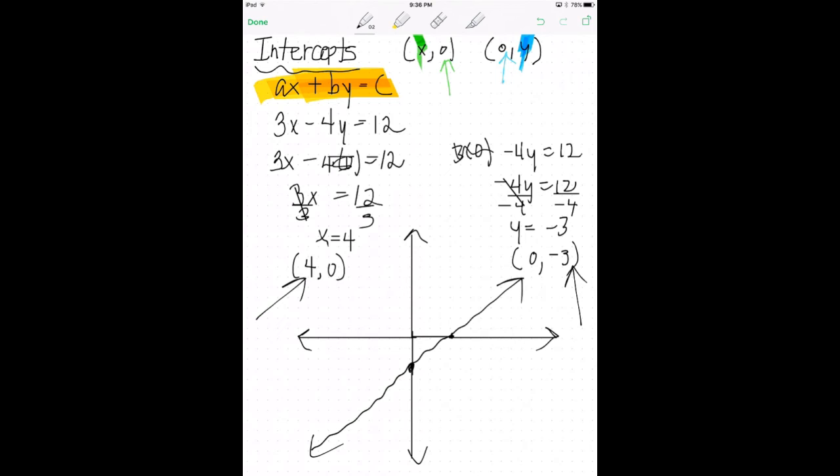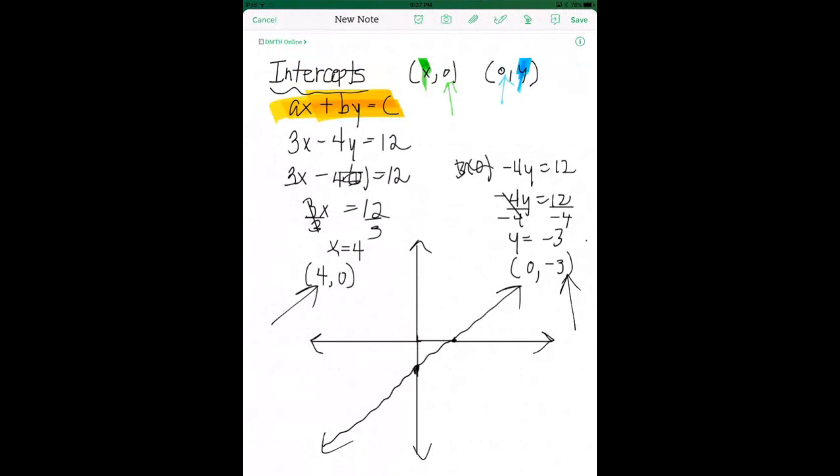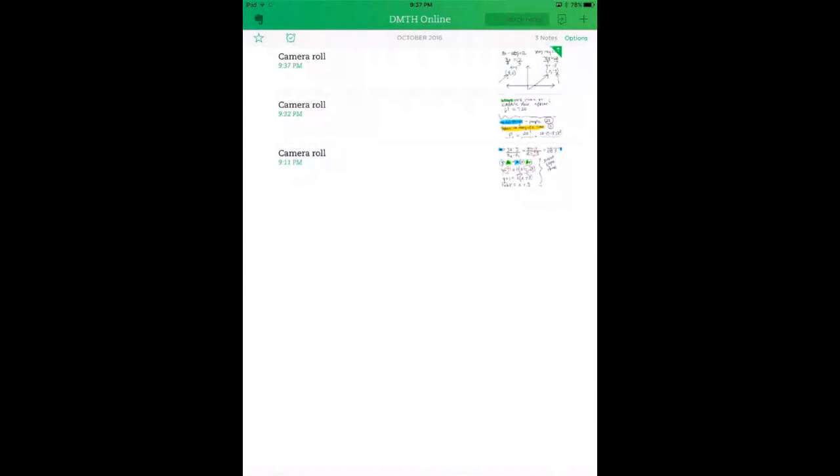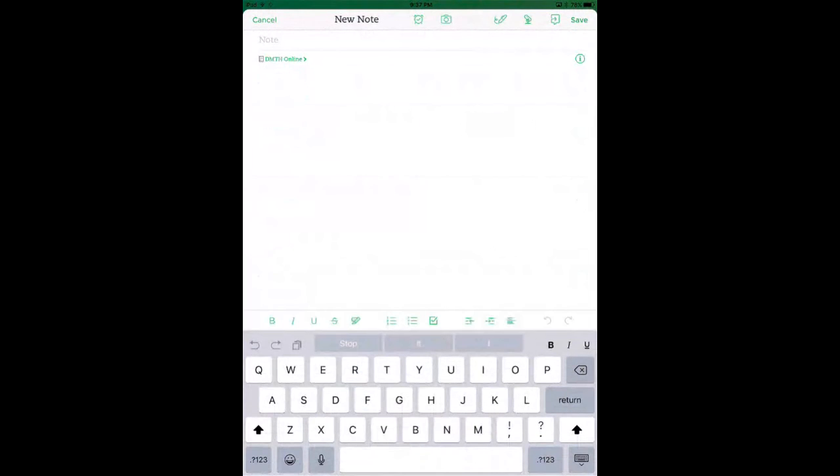Now, let me show you with y equals mx plus b. Okay, so the other way to graph is when you have slope-intercept. So if you have y equals mx plus b, to me this is the fastest way to graph.